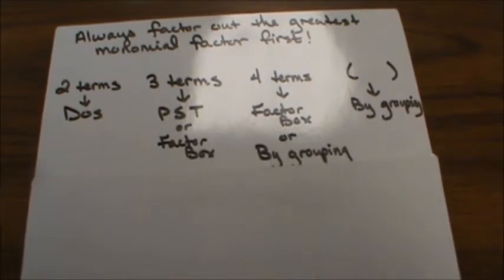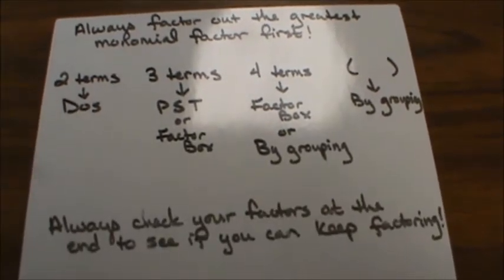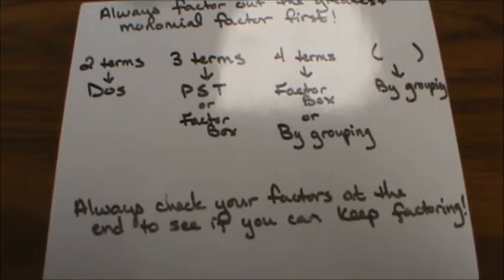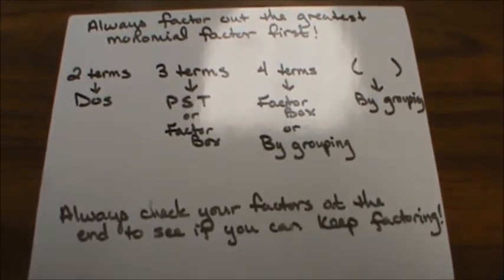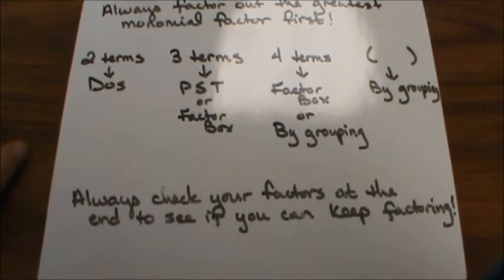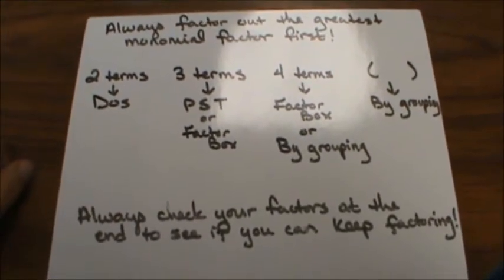Whenever you think you are done with factoring, make sure that you check the factors at the end to see if you can keep factoring. Many times students forget that 2 terms inside their parentheses could use the difference of squares rule. It's usually what happens.